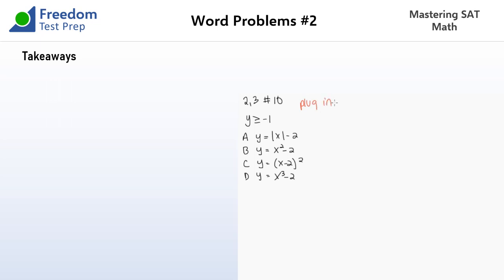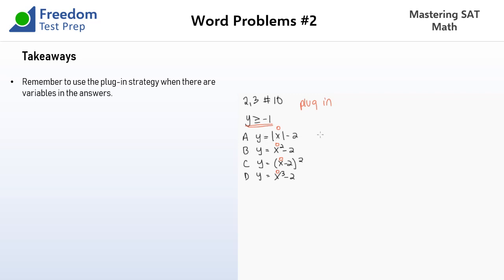This could be like a plug-in strategy here, because we do have to plug in answer choices to make this true. So the most easy and obvious number that I can think of to work with is 0. So let's just plug in 0 for x and see what happens. I'm putting zeros over every x. Now, absolute value of 0 is 0, minus 2 is -2.